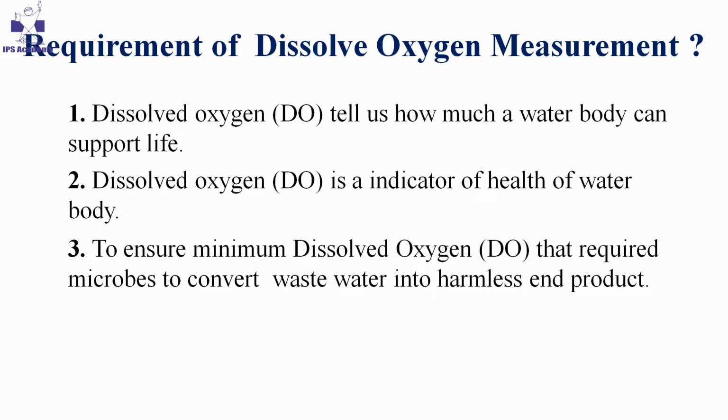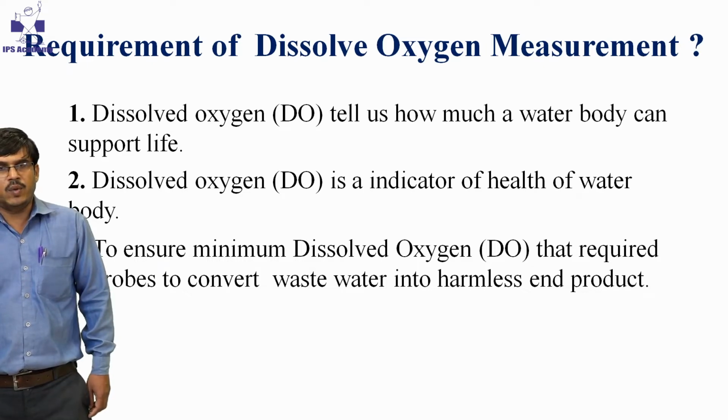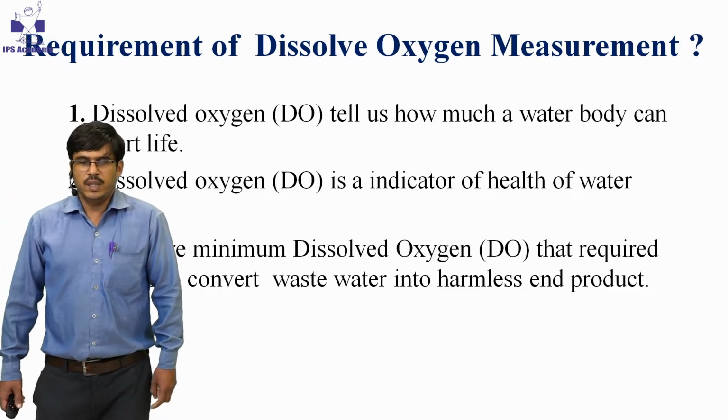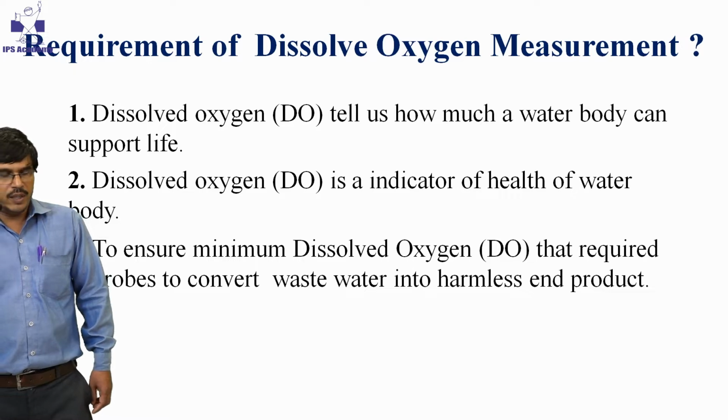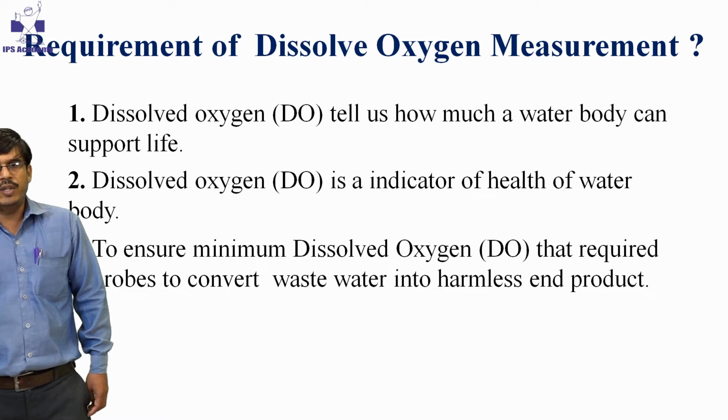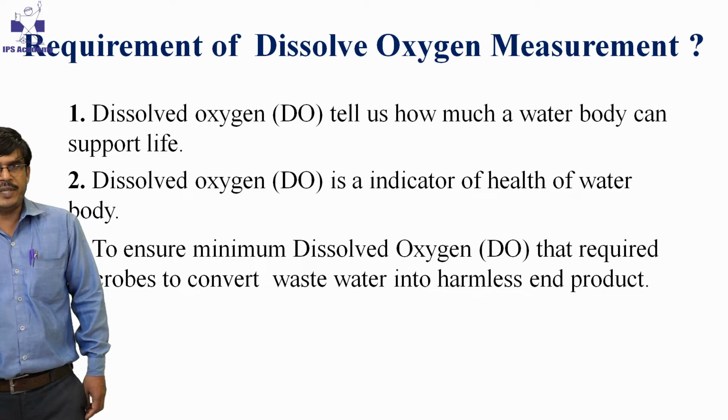First, dissolved oxygen tells us how much a water body can support life. It means if there is less dissolved oxygen, then aquatic animals and microorganisms can't survive, as oxygen is required for everyone. When dissolved oxygen is less, these organisms will die because they will be unable to respire.